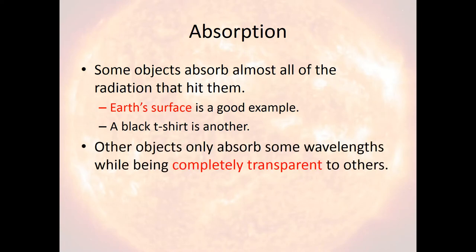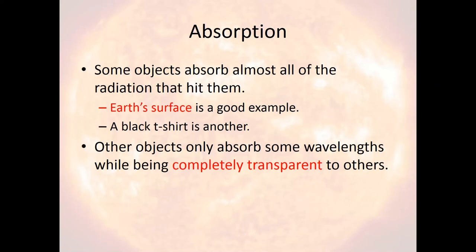Other objects only absorb some wavelengths while being completely transparent to others. A good example of this would be the windows in your car. The windows in your car do a really good job of letting sunlight pass through, which is a good thing. Because if light couldn't get into the windows of your car, you wouldn't be able to see the outside. If you're not able to see the outside, you can get into a lot of bad accidents.